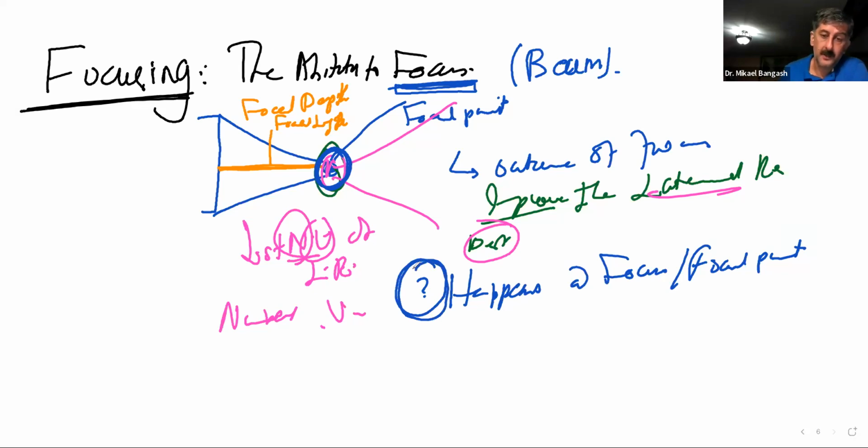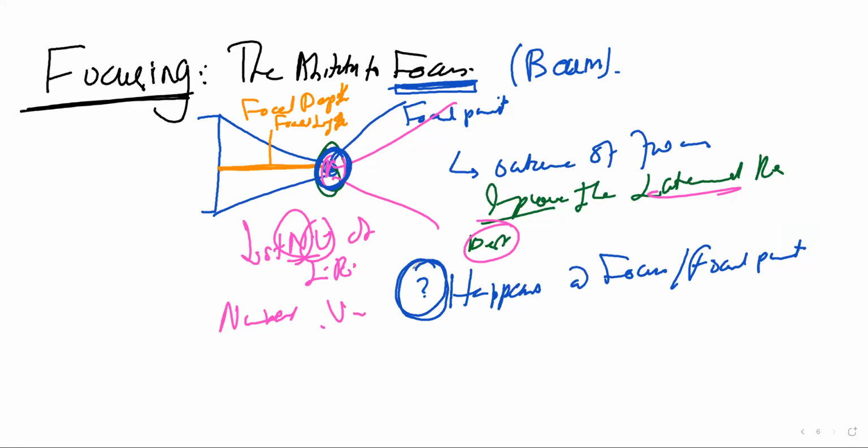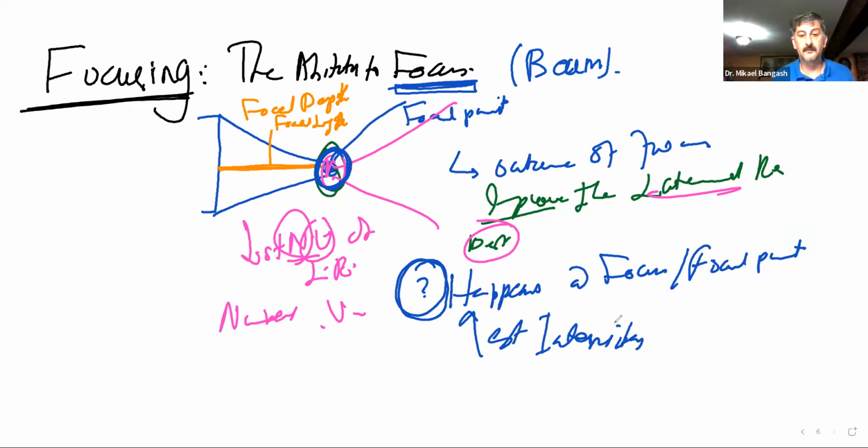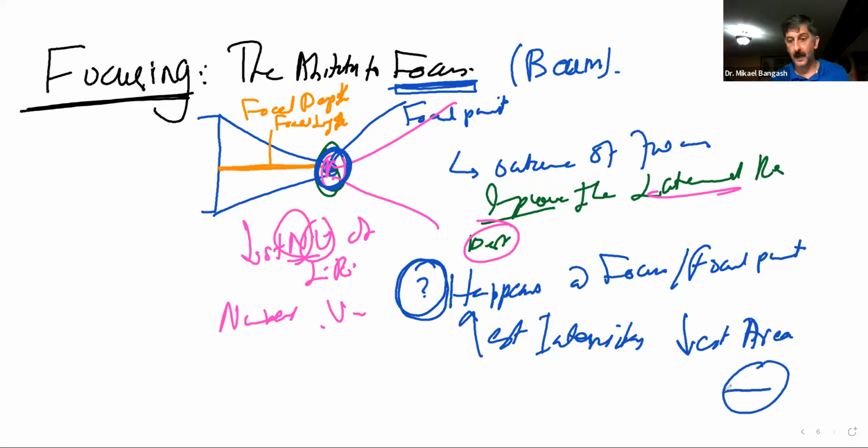What else happens at your focus or focal point? Is the intensity the highest at the focal point? Exactly. You can say the greatest intensity. The reason for that is the lowest area, which may mean diameter measured in either width or height.